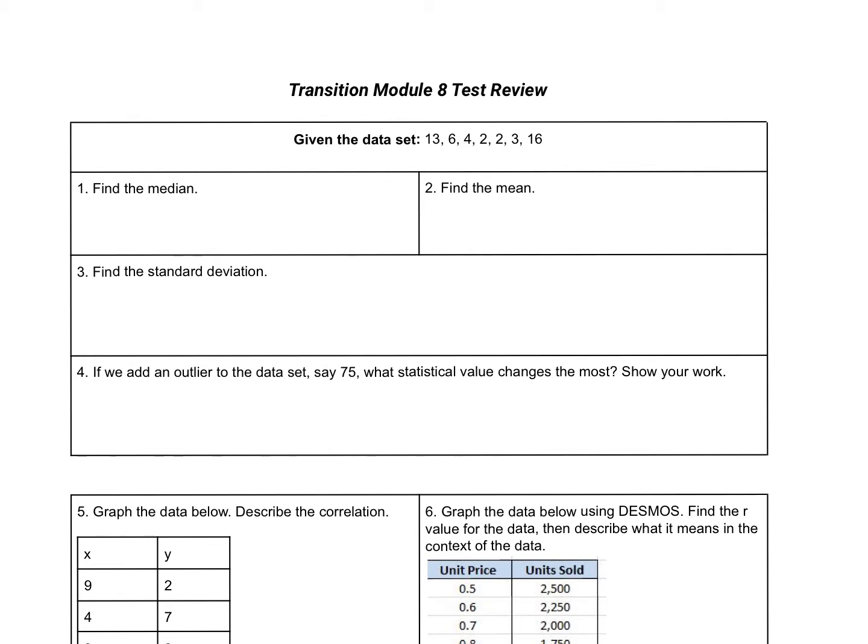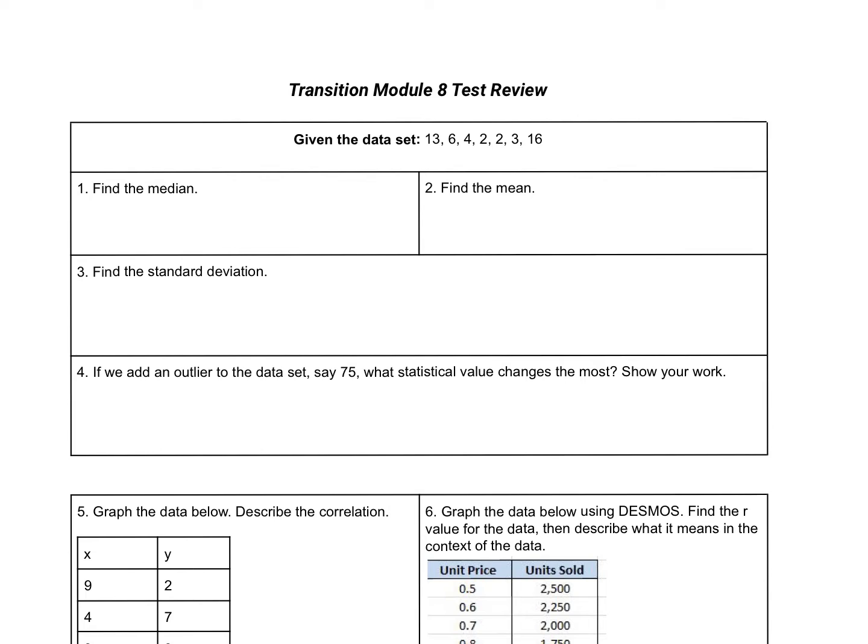So we're going to review the concepts from Module 8 before the test. At the beginning of the module, we talked about finding mean, median, mode, and standard deviation for a set of data. So we have the data set 13, 6, 4, 2, 2, 3, and 16.